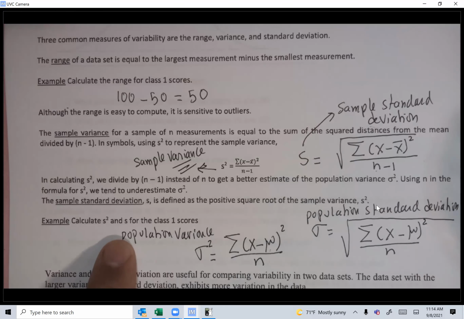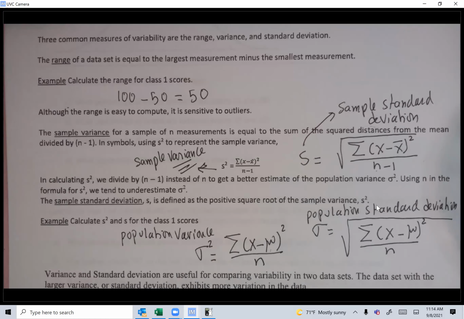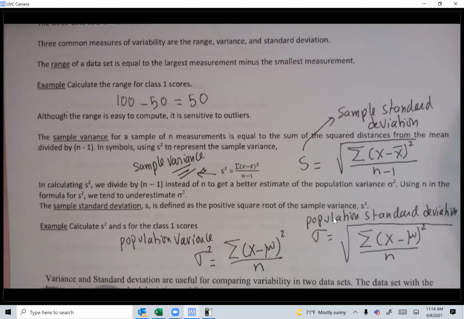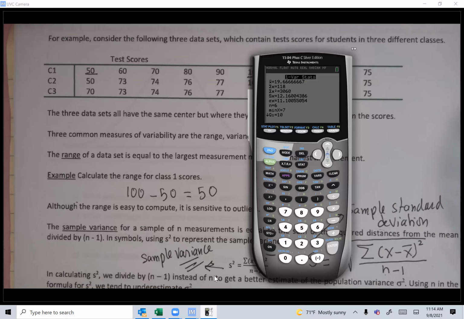He says, calculate S squared and S for the class 1 scores. I'm just going to do it with you, guys, and show you how to do it one more time. So these are the class 1 scores. Let's put them in the calculator. Stat. And if you like, I'm going to show you how to use L3 here. Let's put them in L3: 50, 60, 70, 80, 90, 100.